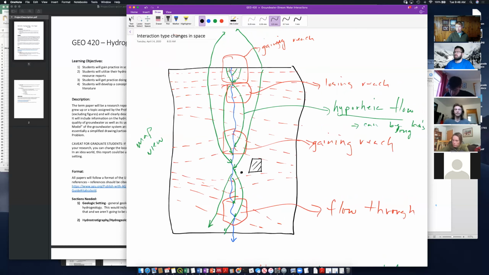I would measure between the river and my well right here. I would say, hey, this is a losing reach. All the water is coming out of the river and into the alluvial groundwater system here, and there's no chance of contamination. But in reality, what's happening is my bad stuff would be following this flow path and coming into my river down here, right?